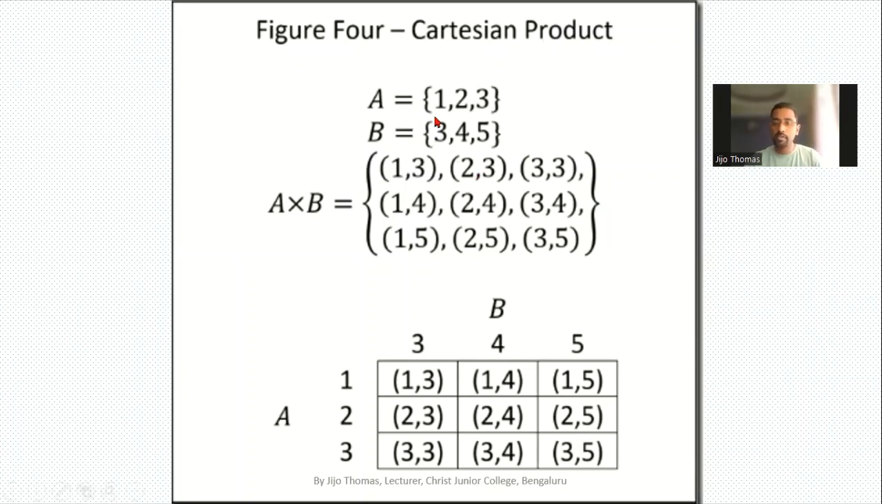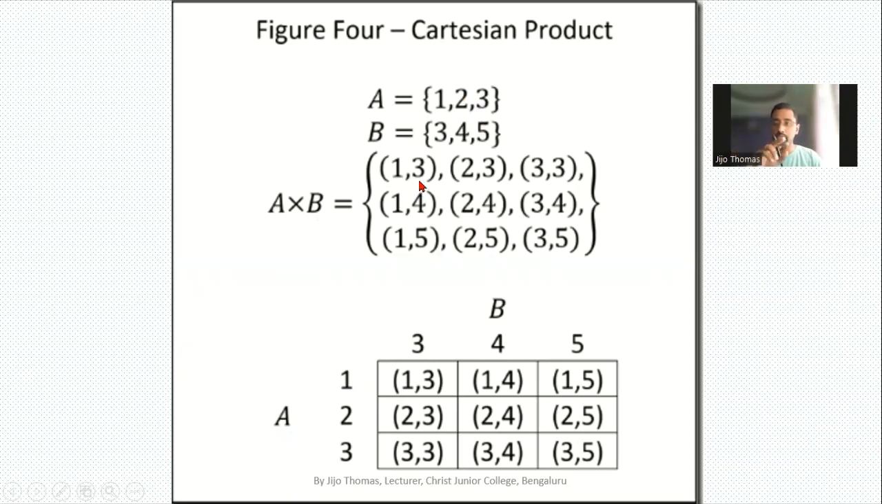If A and B are two sets, {1, 2, 3} and {3, 4, 5}, the Cartesian product of these two sets A and B is given by A cross B, which is obtained as (1, 3), (1, 4), (1, 5), (2, 3), (2, 4), (2, 5), (3, 3), (3, 4), (3, 5). Each element we write inside a curved bracket as a point or as an ordered pair.